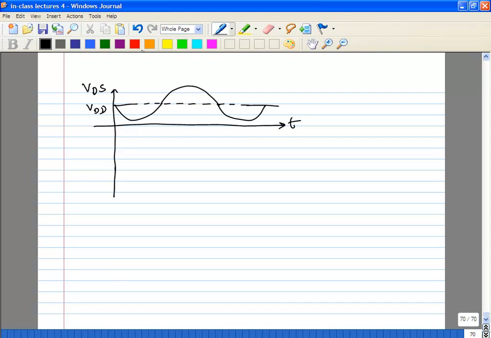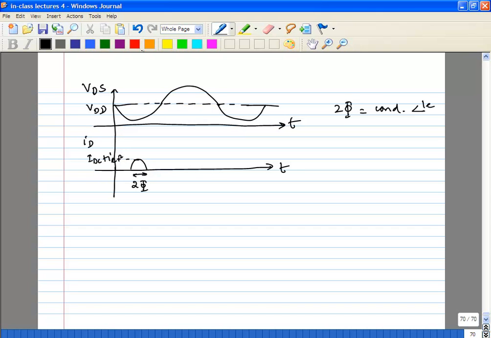This is your VDS again. Now if you look at your current, you are going to have just the top portion of a sinusoid. And this 2 phi is called the conduction angle. Remember, 2 phi is the conduction angle, not phi. This is your ID.